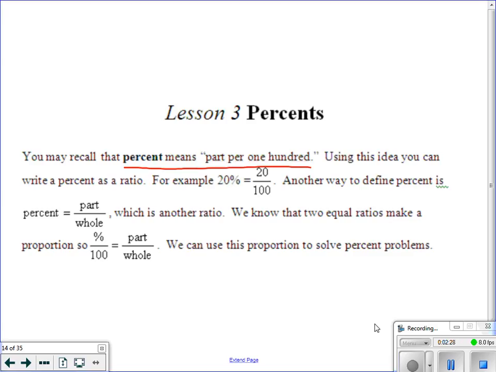So now, if we have two equal ratios, we get a proportion. So if we take the percent over 100, that's the same as the part over whole. So there's a proportion we can use to solve percent problems.